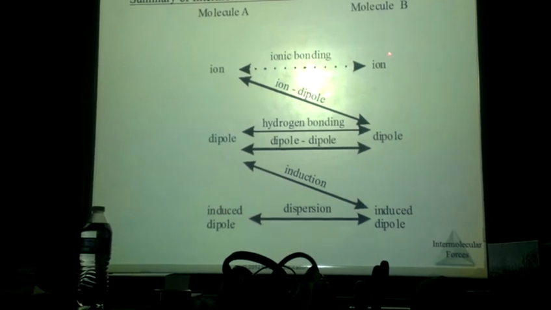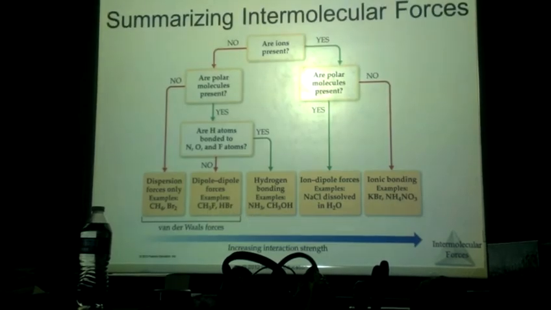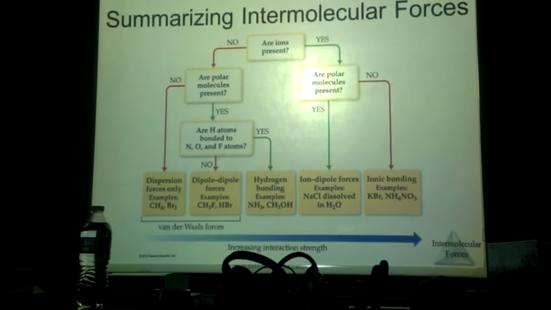And then if it's between an ion, that's not an intermolecular force. I don't even know why that's on there. It shouldn't be on there at all. But we know ionic bonding is an intramolecular force. Okay, so this is just another way that we can summarize intermolecular forces as a flowchart, but we're going to practice this, so I'm not so worried about this right now.